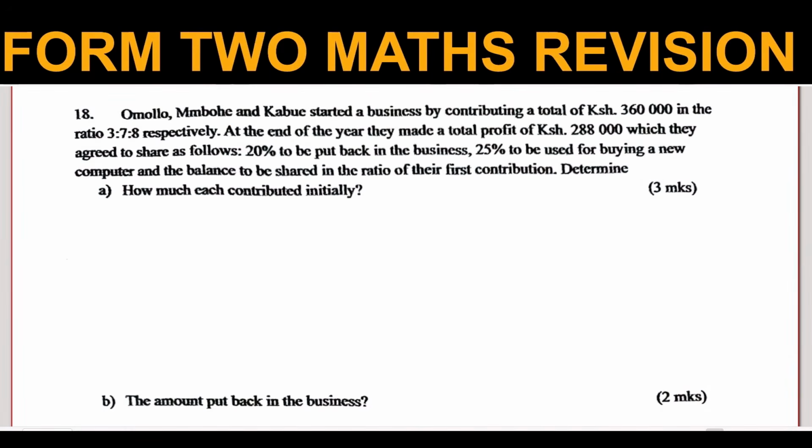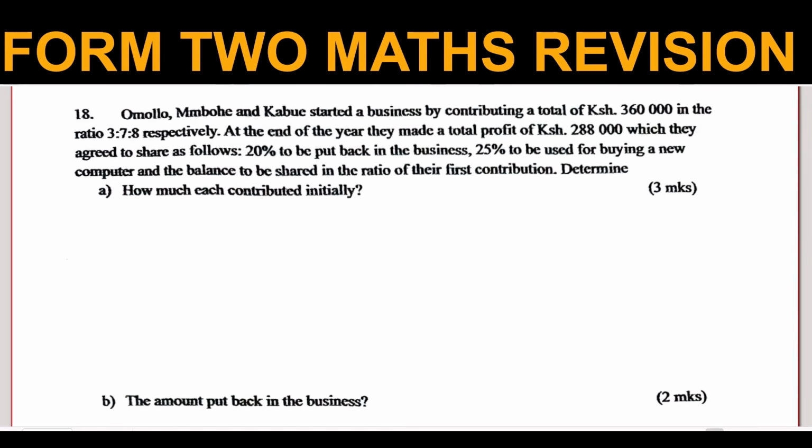Question 18. Omolo, Mbohe, and Kabue started a business by contributing a total of 360,000 in the ratio 3:7:8 respectively. At the end of the year, they made a total profit of 288,000, which they agreed to share as follows: 20% to be put back in the business, 25% to be used for buying a new computer, the balance to be shared in the ratio of their first contribution. Determine how much each contributed initially.